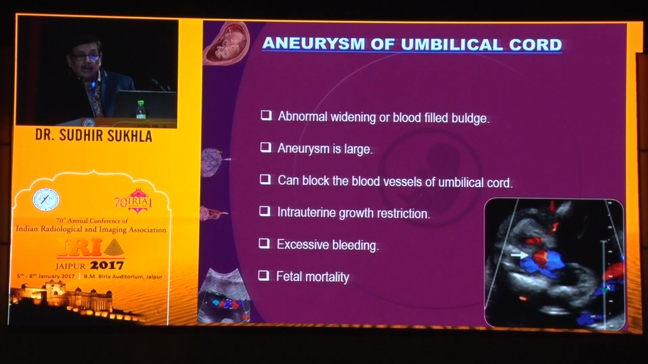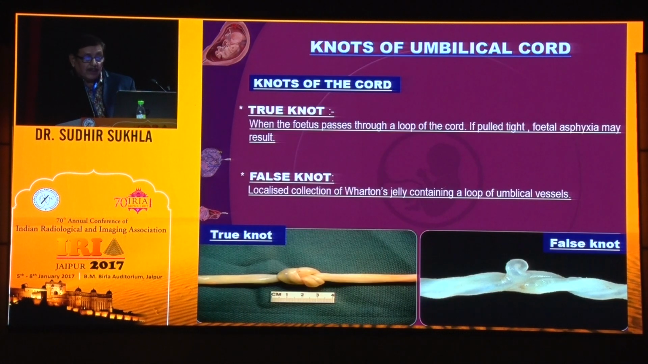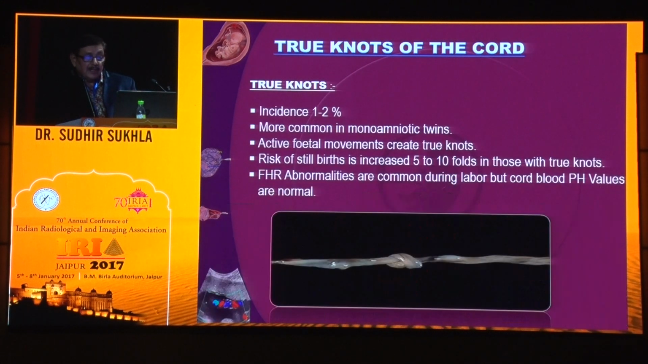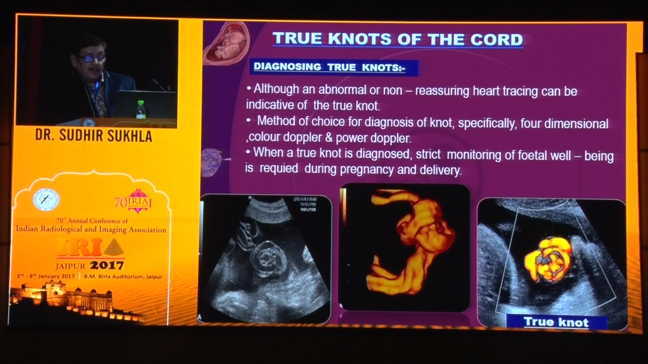Then there is an aneurysm of the umbilical cord, which is not common, and until it is too big, it does not cause any problem. The knots of the cord, true knot, false knot. A false knot is just a localized accumulation of Wharton's jelly. And here is the picture denoting a three-dimensional true knot, and when you put a Doppler, you get 2 pictures.